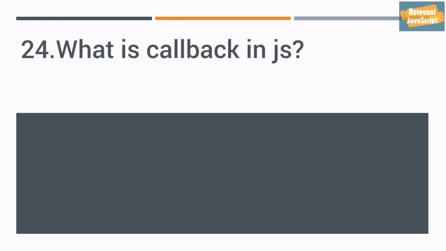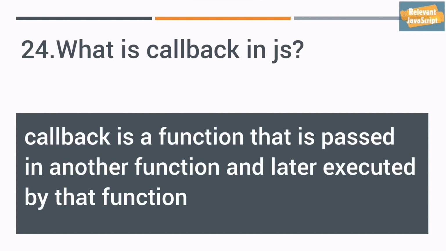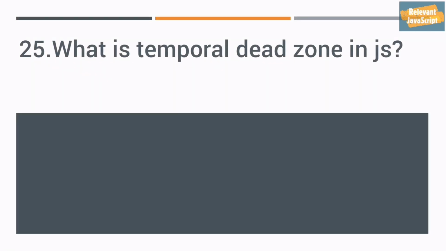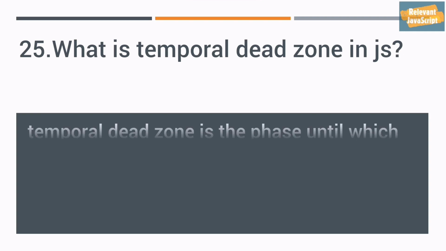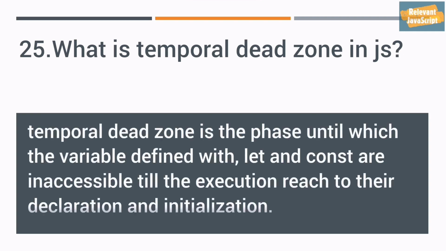Question number 24. What is a callback in JS? A callback is a function that is passed into another function and later executed by that function. Question number 25. What is temporal dead zone in JS? Temporal dead zone is the phase during which variables defined with let and const are inaccessible, till the execution reaches their declaration and initialization.